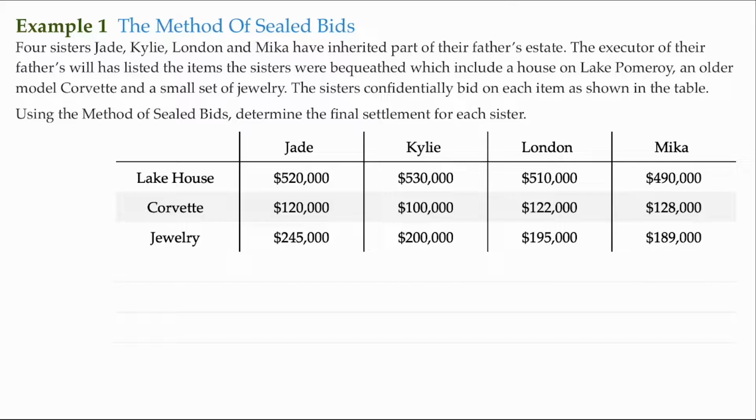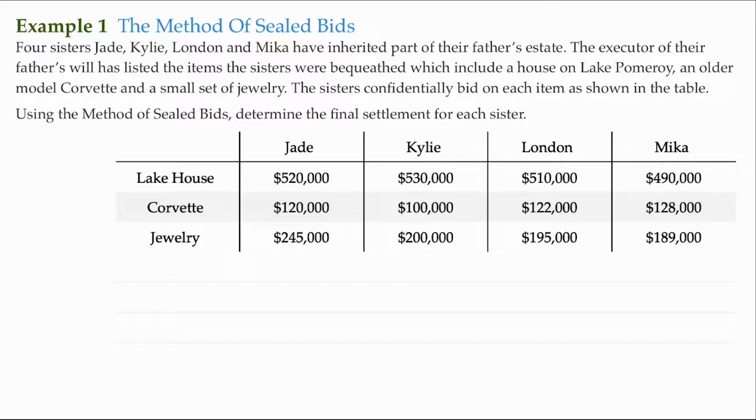cash or money. So for this first example, we have four sisters, Jade, Kylie, London, and Mika, who have inherited part of their father's estate. The executor of their father's will has listed the items the sisters were bequeathed, which include a house on Lake Pomeroy, an older model Corvette, and a small set of jewelry. The sisters confidentially bid on each item as shown in the table. Using the method of sealed bids, determine the final settlement for each sister.